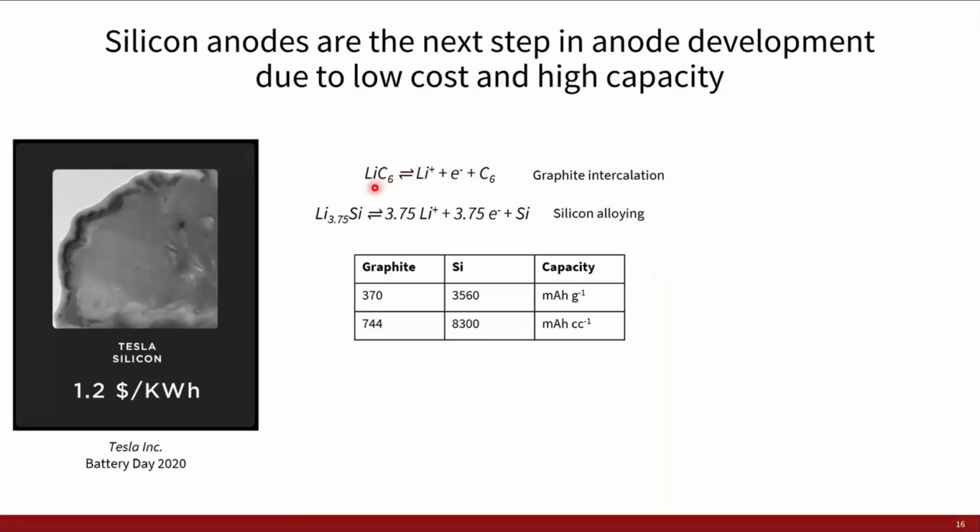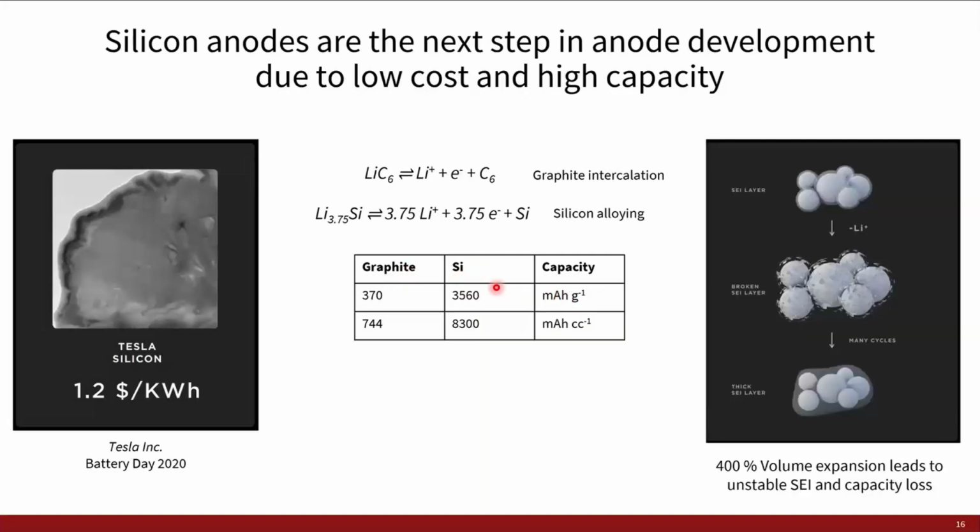So up here again is the standard lithium intercalation into graphite reaction, where we're storing one lithium ion for every 6 carbon atoms. And down here is the silicon alloying reaction with lithium, where we can store almost 4 lithium ions for every single silicon atom. And through this kind of reaction, you can see just how much the storage capacity of the silicon anode can compare to graphite, where we are getting almost 10 times the gravimetric capacity compared to graphite in silicon.